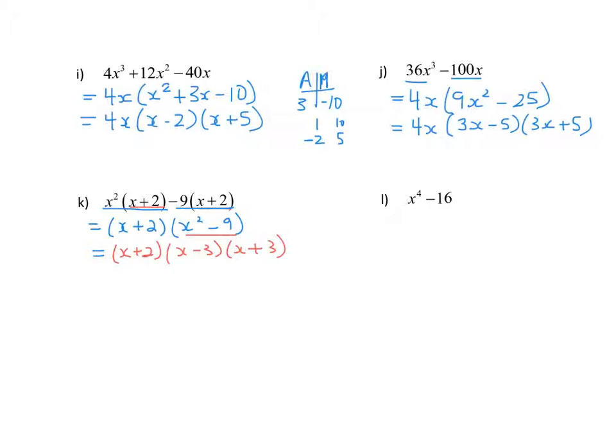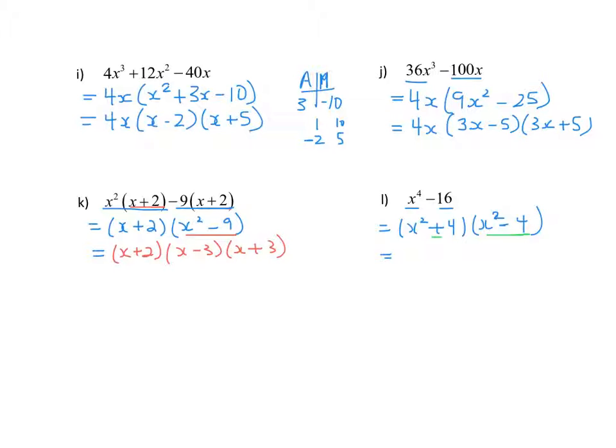All right, this last one. Anything common? Nada. However, it has two terms, it has a difference in between, and they're both perfect squares. Square root of x to the 4, I get x squared. Square root of 16, I get 4. I'm going to have two brackets that have an x squared and a 4, but one's got to be a plus, one's got to be a minus. I'm not done, because this x squared minus 4 is another difference of squares.